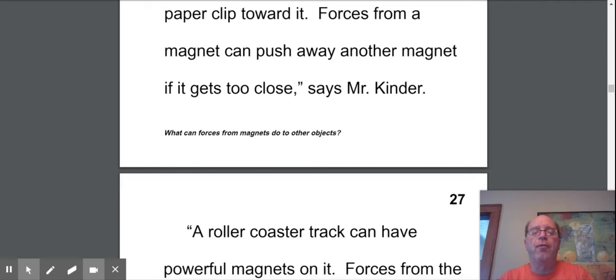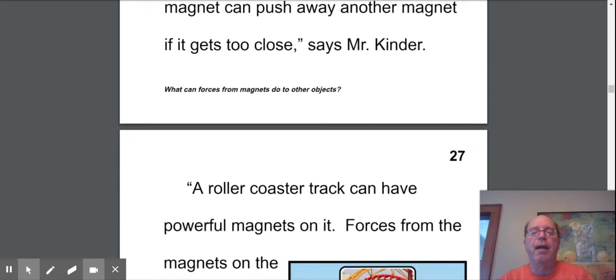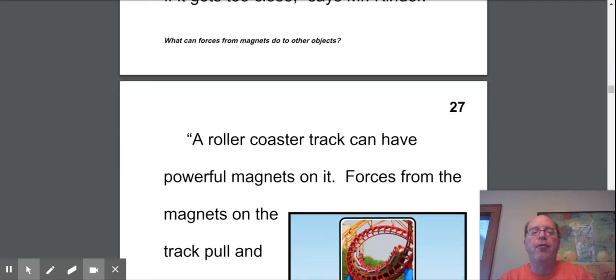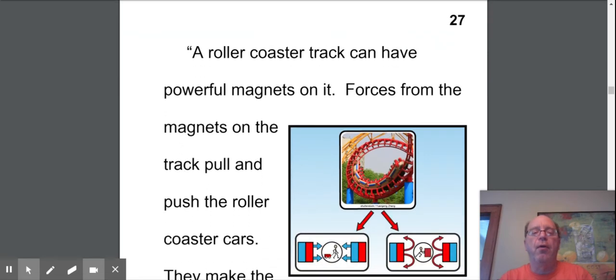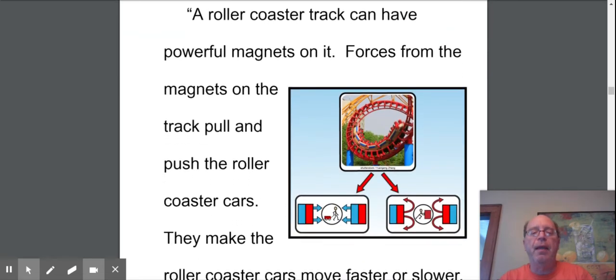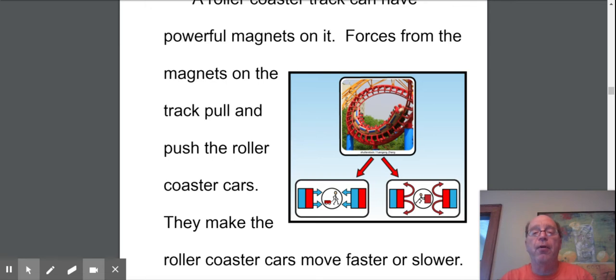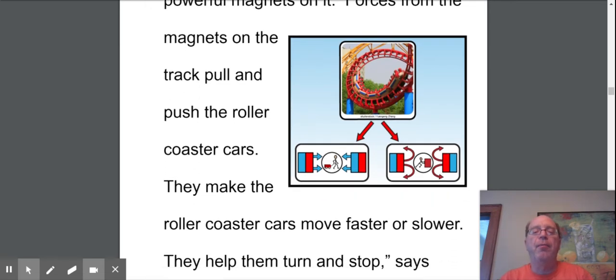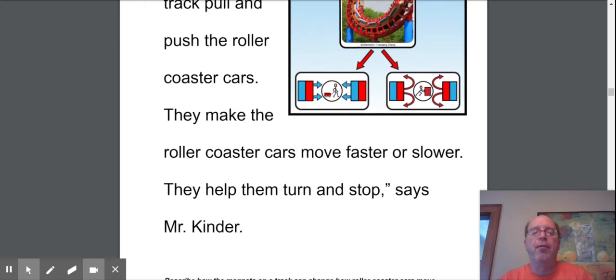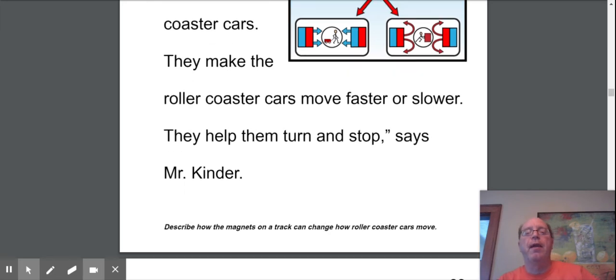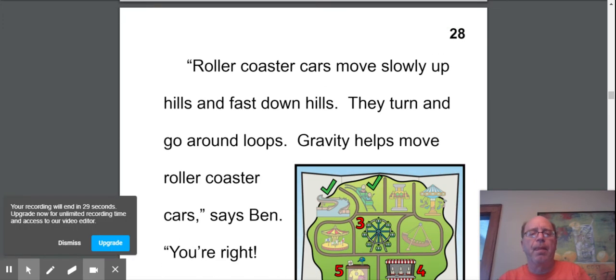A roller coaster track can have powerful magnets on it. Forces from the magnets on the track pull and push the roller coaster cars. They make the roller coaster cars move faster or slower. They help them turn and stop, says Mr. Kinder. So the magnets can help the coaster cars move faster or slower, and it helps them turn or stop.